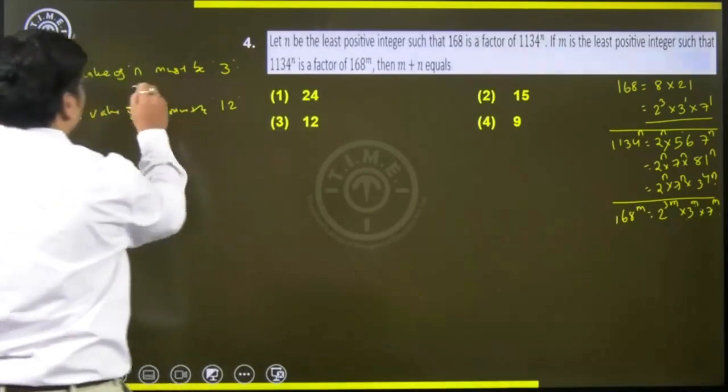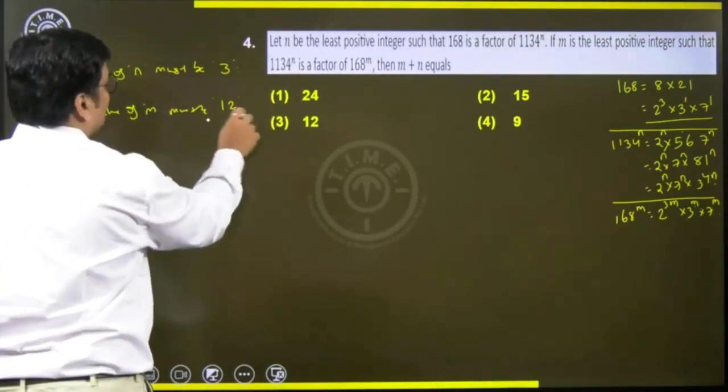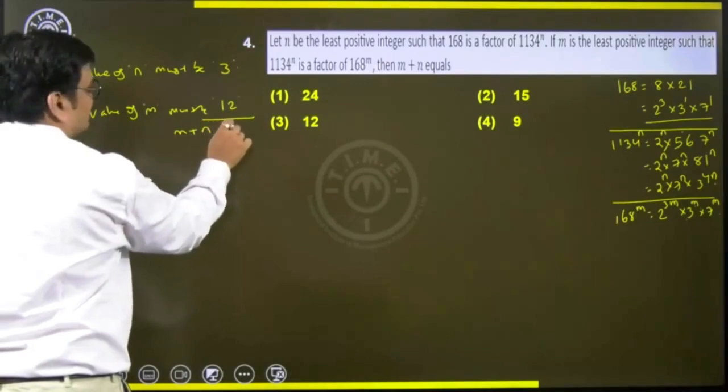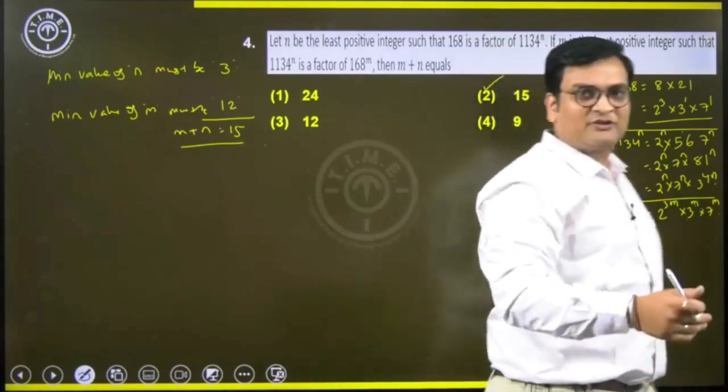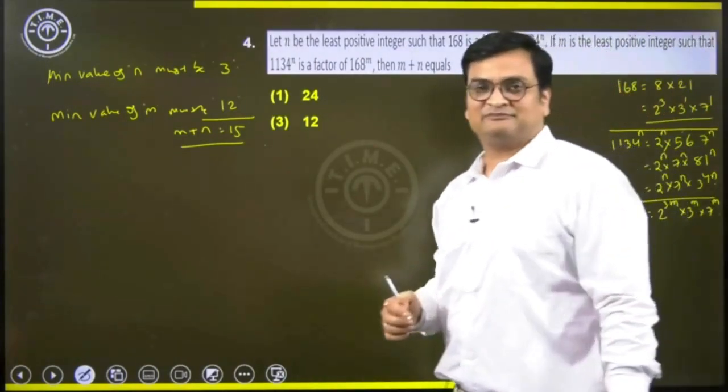Once you get the minimum value of m and n, what is he asking us? What is m plus n? Clearly, as we see, it's 15. So option choice B, or second option, is going to be the correct answer.